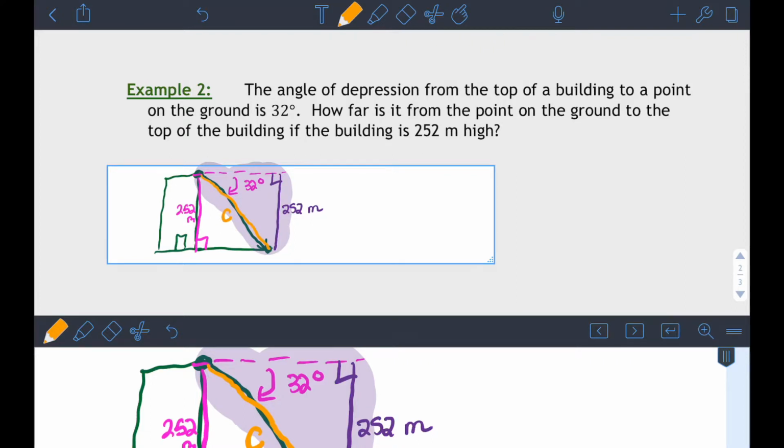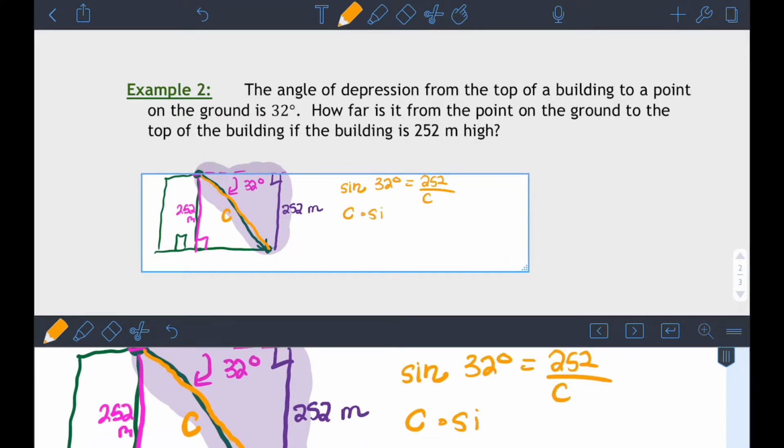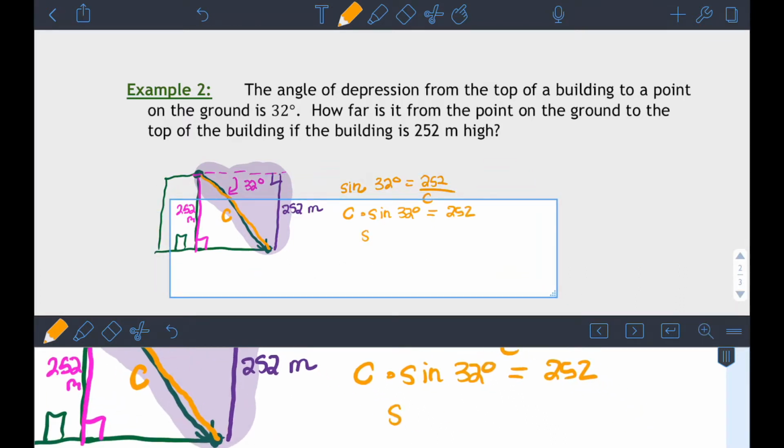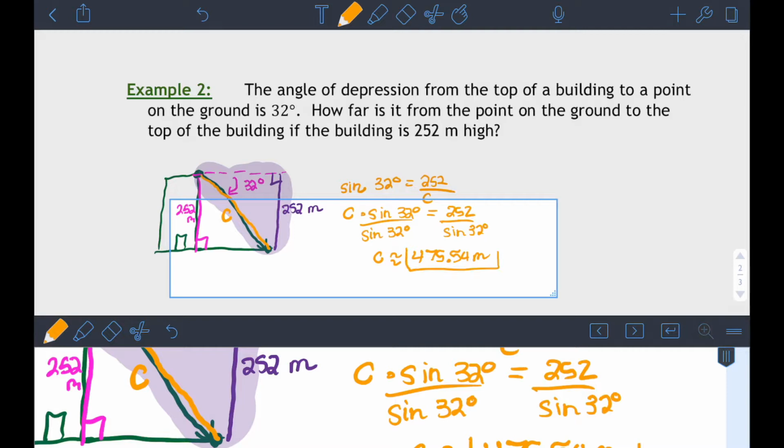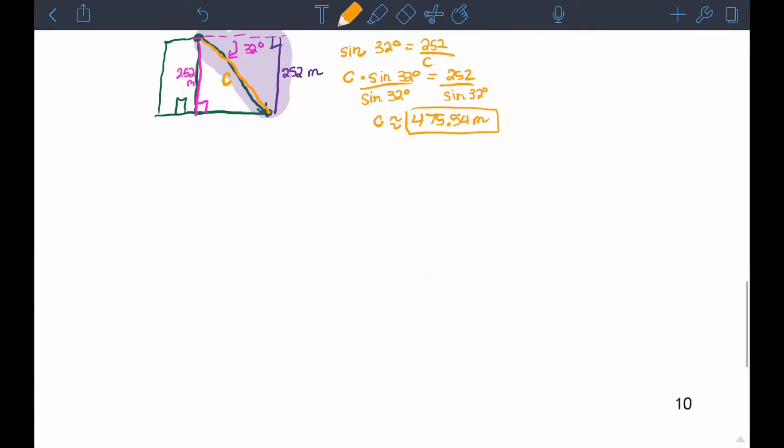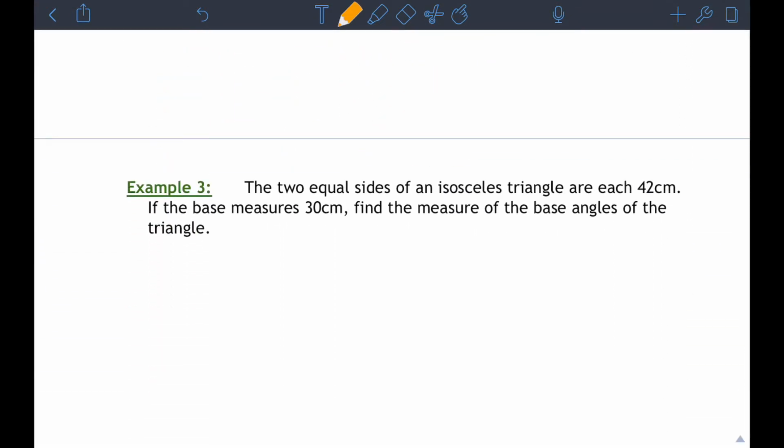Okay, so if you're thinking about trig functions, we have that 32-degree angle. We're looking for our hypotenuse, and we have the opposite side, so it's going to mean use sine. Just like we did before, write yourself an equation and solve it. Gets you that the length of your hypotenuse in that triangle, or the distance from the top of the building to the point on the ground, is going to be approximately 475.54 meters. So pretty similar, just how to draw your own picture.